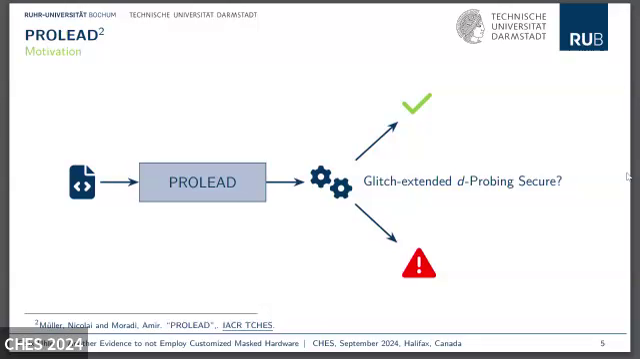PROLEAD takes a netlist and computes many simulations on this netlist. The user can define how many simulations they want. Then some statistical tests are performed, and based on the statistical tests, we can conclude whether the netlist leaks, so it is not secure, or whether it is leak-free.